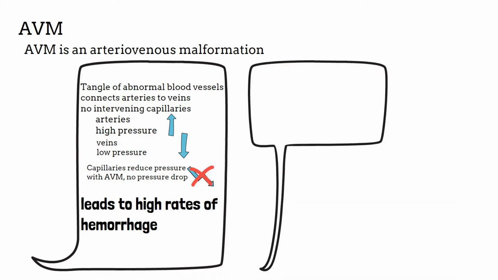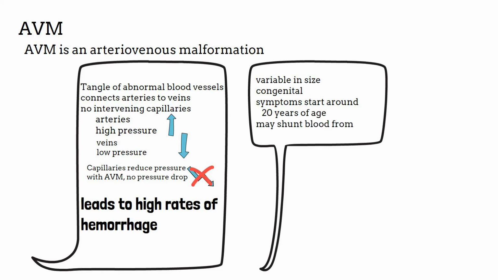The size of an AVM is highly variable, from a few millimeters to extensive ones covering the entire hemisphere. AVMs are congenital, so they are present at birth, but the typical time for symptoms to appear is within the second to third decade of life. The AVM does not have normal blood vessel structure. They are thin-walled. The vessels feeding the AVM may become dilated over time, shunting blood from the brain into the AVM.